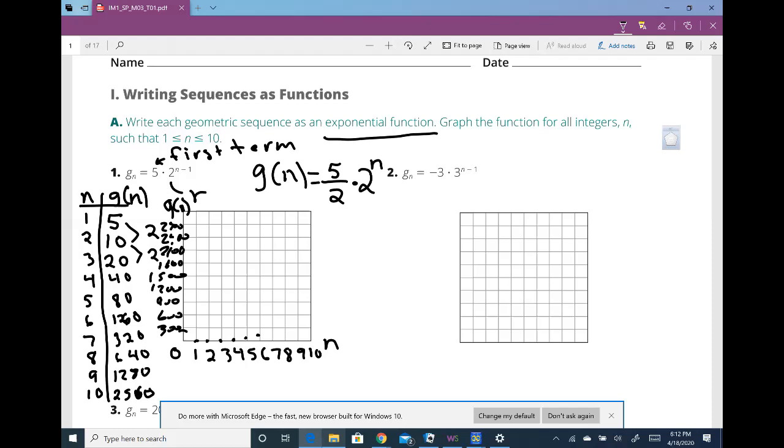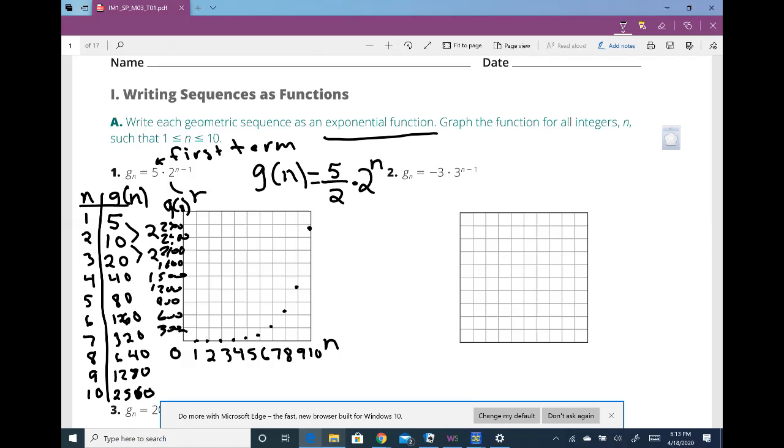Okay, 7 is 320. So now we go over 300. Okay, 8, 640. So there's 600, so 640 will be somewhere over here. 9 and 1280 will be a little bit more than 1200 right here. And 10 and 2560, so it'll be way over here. Okay, and that's it. So that's what we're going to be doing for this section A.